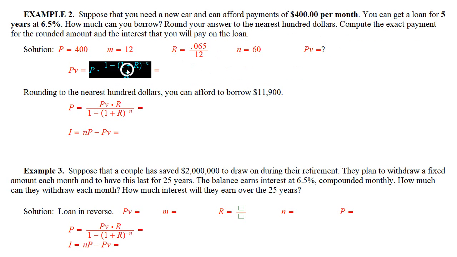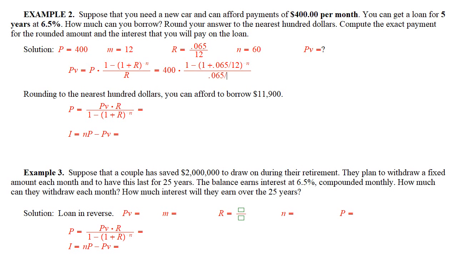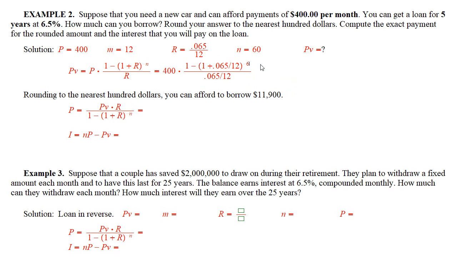So let's go ahead and plug our values in here. Our payment is the 400 out in front. R right here, that's our 0.065 divided by 12. And also on the bottom, 0.065 divided by 12. And N up here, negative 60 power. So be careful how you key that in the calculator. If you don't use the horizontal fraction, you need parentheses in your numerator.